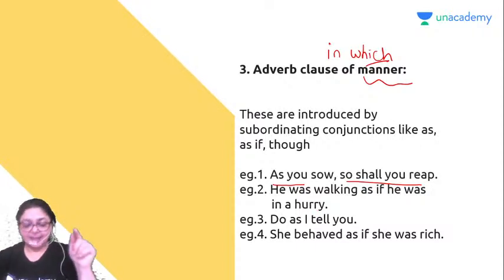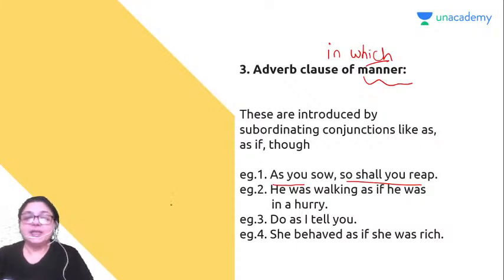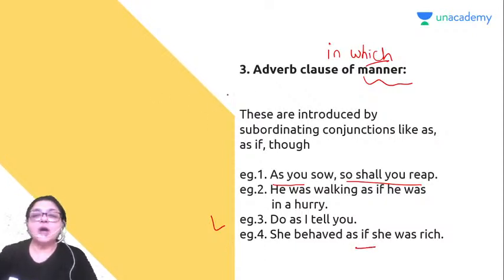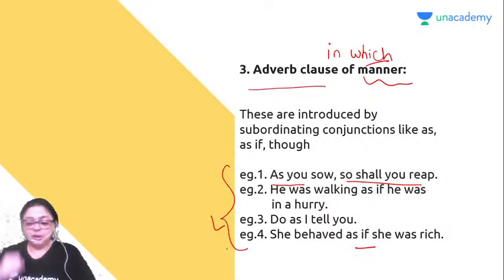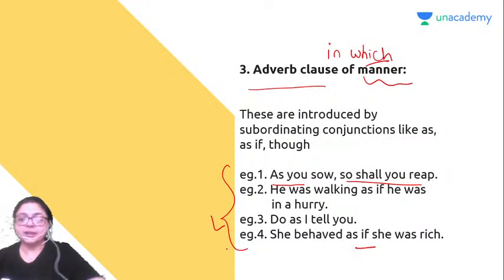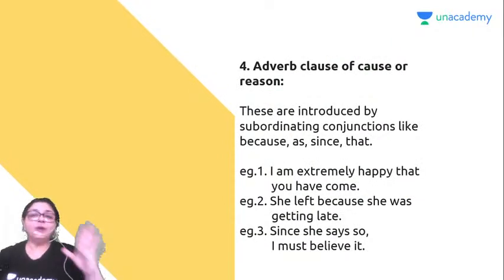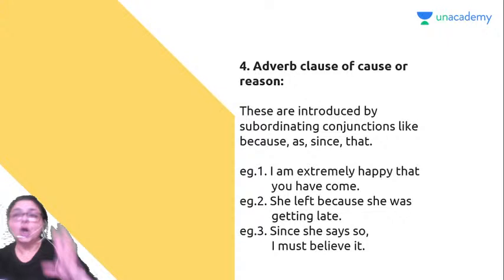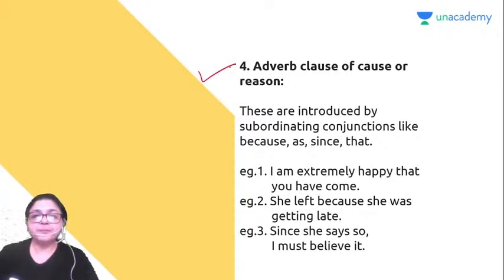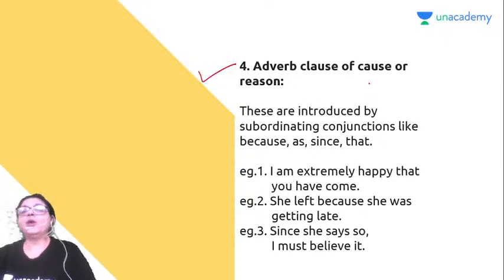Do as I tell you. What do I say? I'm giving you an order. Do as I tell you. She behaved as if she was rich. So these are all my adverb clauses which I am using to continue and join the sentences with. Now, adverb clause of cause or reason. Now we are going to give a cause.